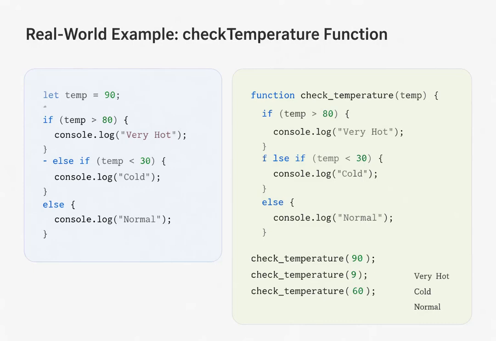Let's look at a real-world style example. Suppose you have code that checks a temperature value and tells you whether it's very hot, cold, or normal. If you write this as plain inline code, it runs once and you're done. But if you wrap it in a function called checkTemperature, now you can call it with any temperature value you want, 90 degrees, 9 degrees, 60 degrees, and it will give you the right answer each time. The instructor also mentions preferring snake case naming, like checkTemperature, over camel case because it's visually clearer. Both are valid in JavaScript.